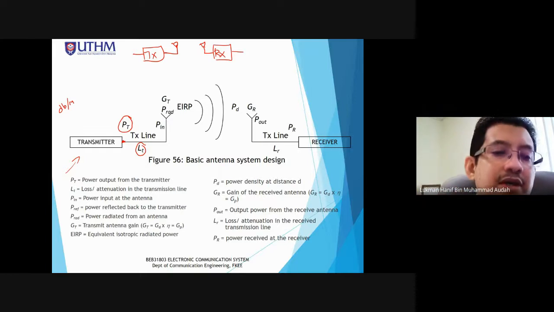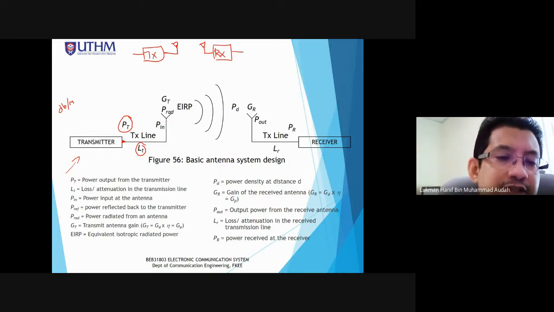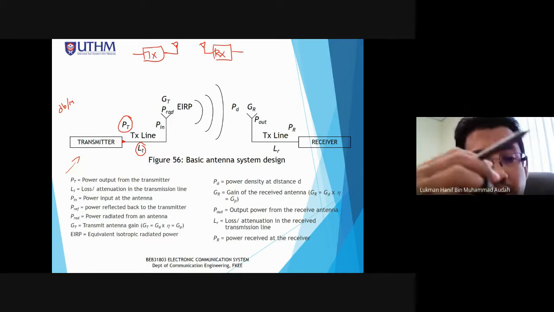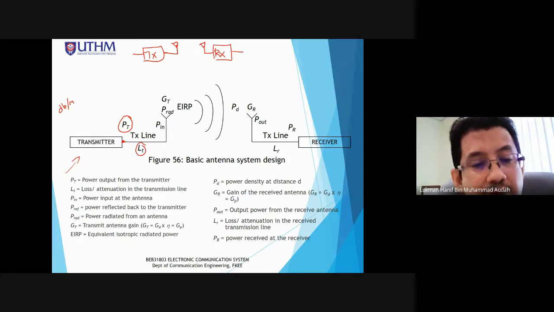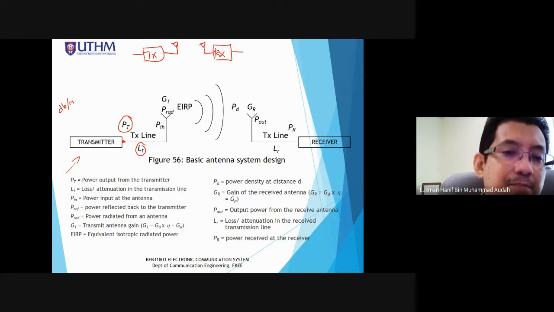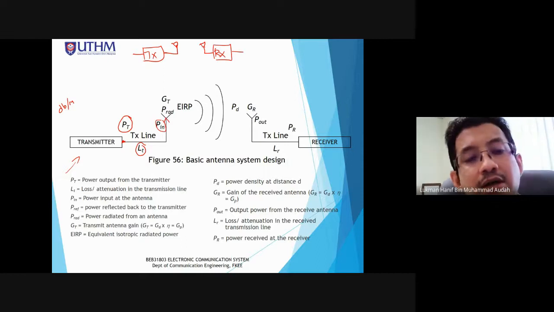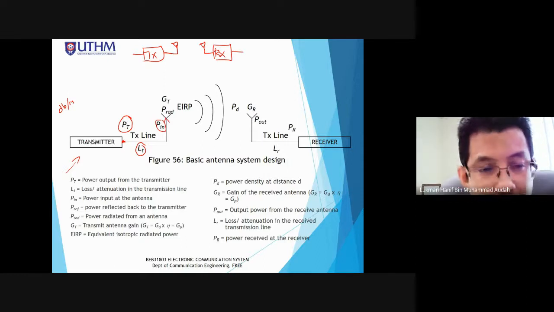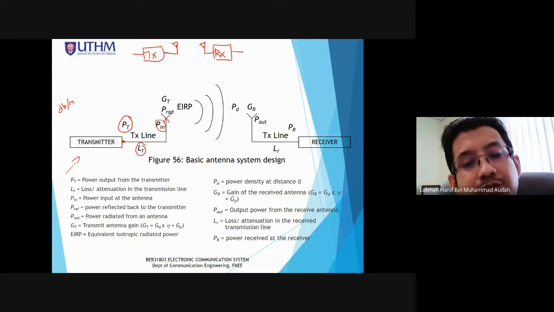Okay, and then after the losses, so that means the transmitter power we will minus with the losses. Okay, we minus with the losses, and the remaining will be the P input. P input is the power that we supply to the antenna input. Okay, P input adalah input to the power input to the antenna.